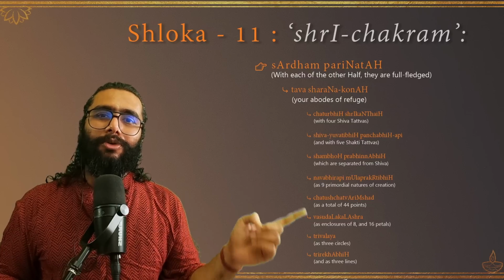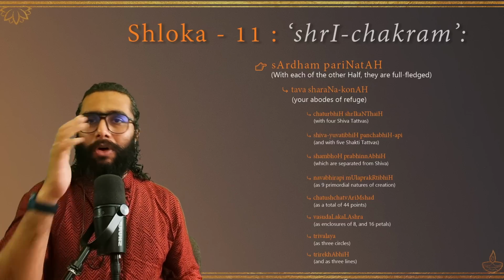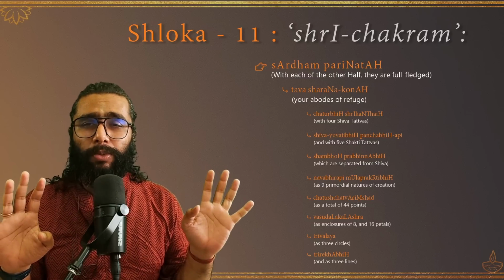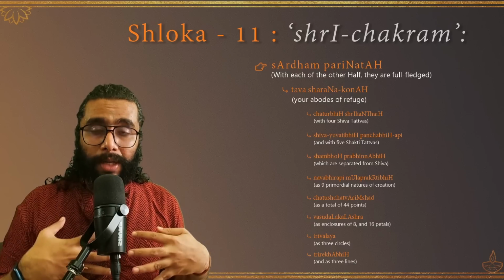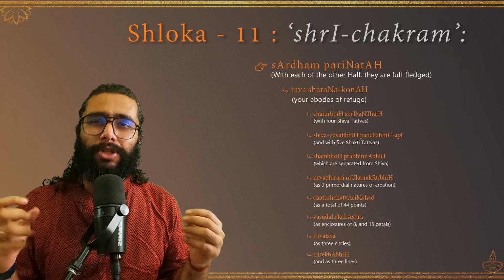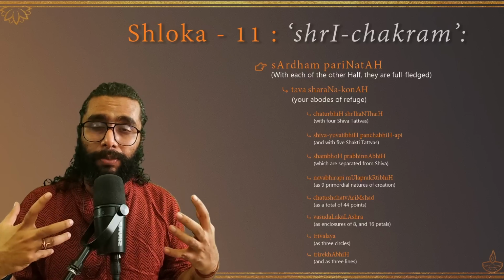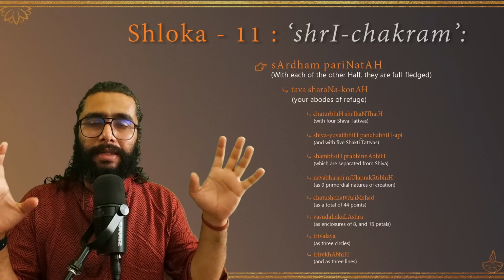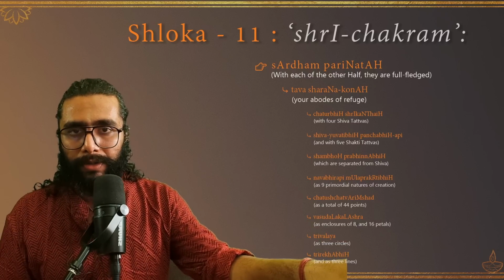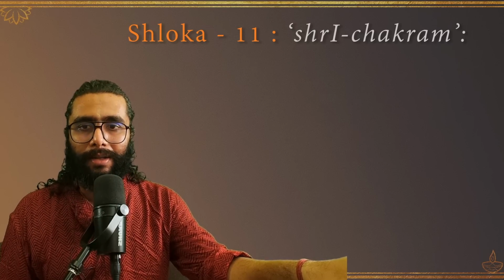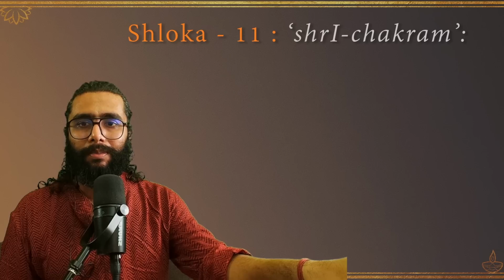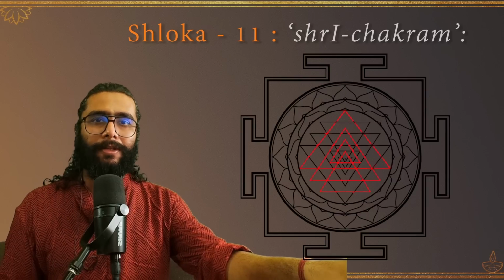Anyway, so we just now saw all these aspects. There are 44 junction points. There are 4 aspects of Shiva, 5 aspects of Shakti. These come together to form 9 primordial aspects of creation, which then have 44 junction points, which have 8 and 16 petaled enclosures. All of this is pointing towards, of course, none other than the beautiful Shri Yantra.